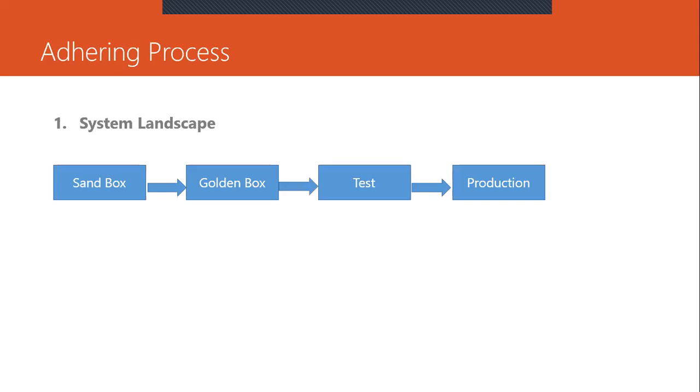Adhering to the process, this is the system landscape. The consultant should strictly adhere to the process. For example, if any new requirement comes in, it needs to be executed in the sandbox. The same will be replicated in the golden box, tested in the test client, and transported to the production system, the live system. These processes will be strictly adhered to by the consultant. The consultant acts as a liaison between the SAP system and the customer.